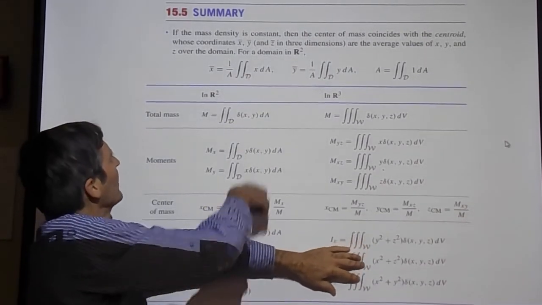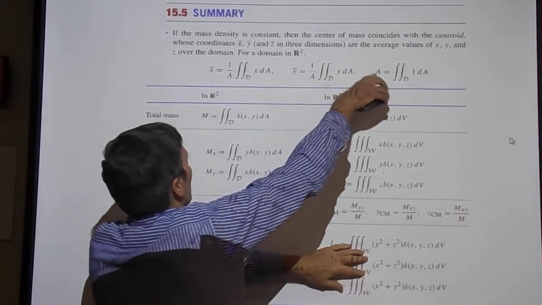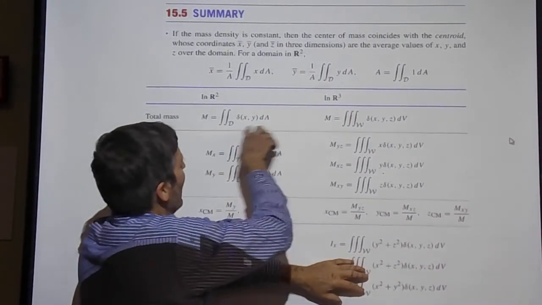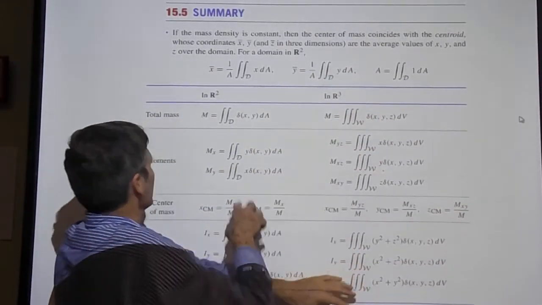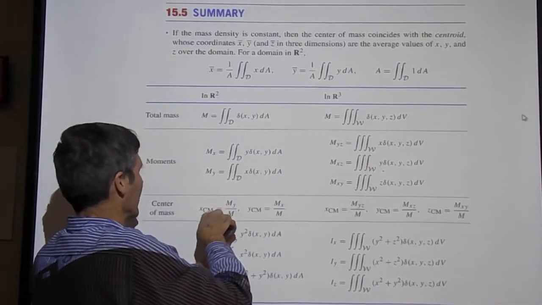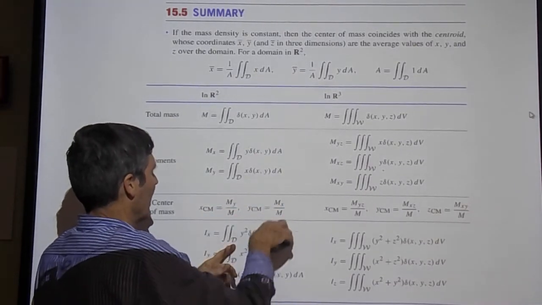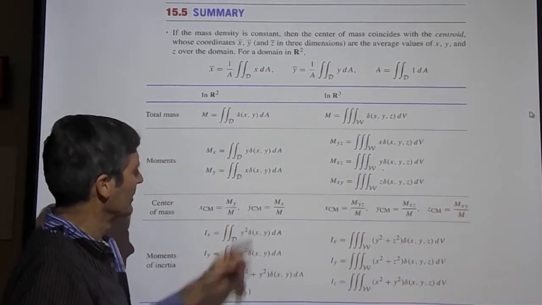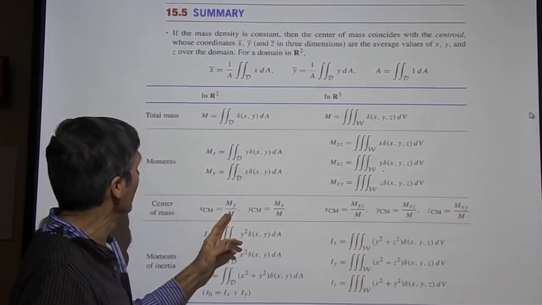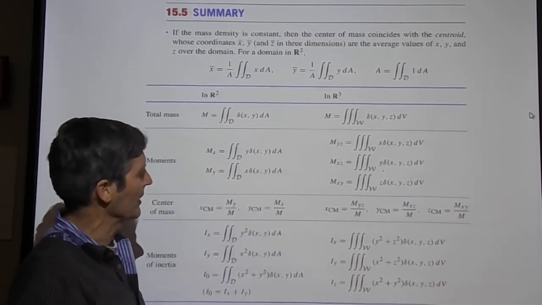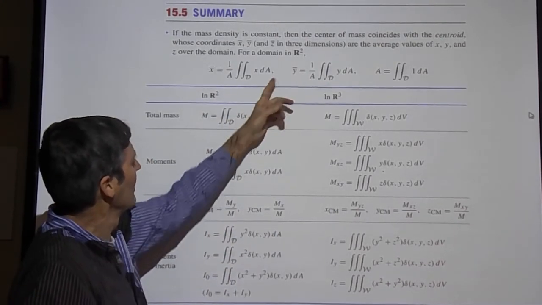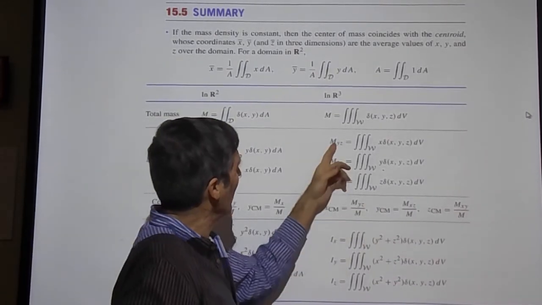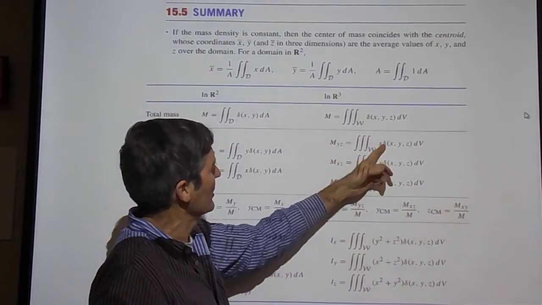Memorize all these up here. The centroid formulas, x bar, y bar, the area, the mass, you just integrate the density into 3 dimensions, and the moments, and the fact that the center of mass is moments divided by the mass. Putting in delta equals 1 turns these into the centroid formulas.